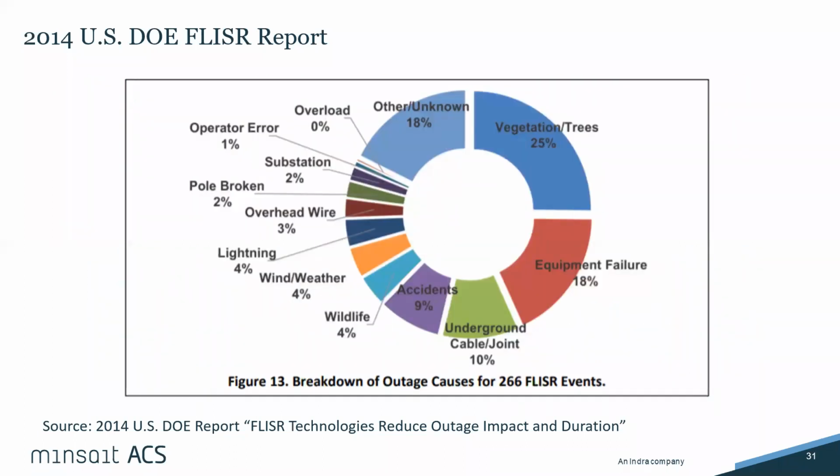Another chart that I found compelling out of this was they looked at all those different events and wanted to do a breakdown of the causes of them. As you could probably imagine, a good portion of them are vegetation, but then it's pretty diverse as far as other causes, whether it's equipment failures, underground failures, lots of different causes that start these FLISR events.